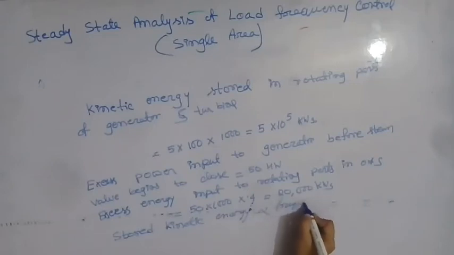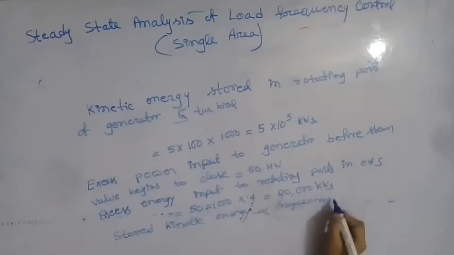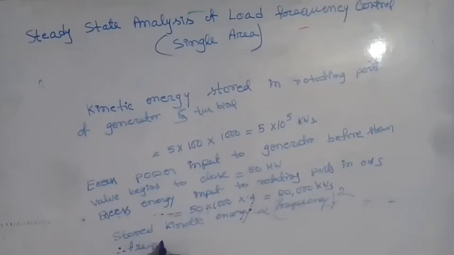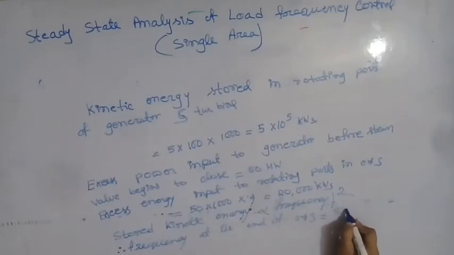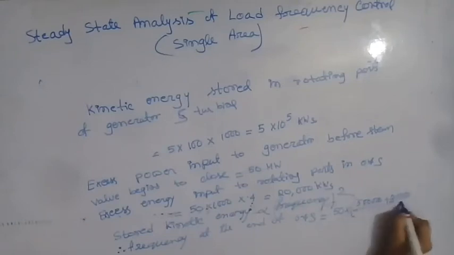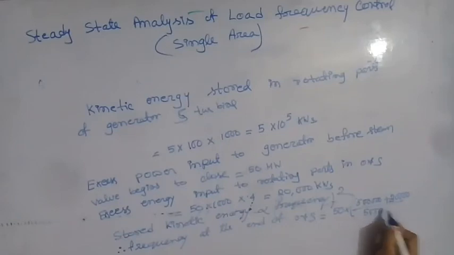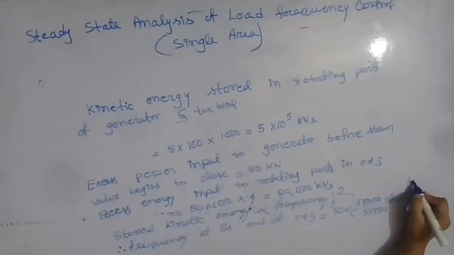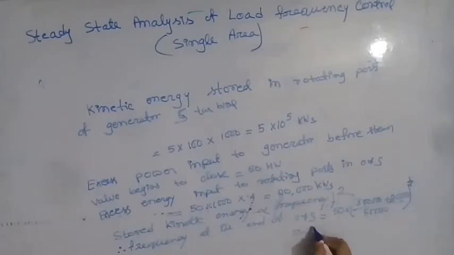Now stored kinetic energy is proportional to frequency square. So frequency at the end of 0.4 second is 50 into (5 lakhs plus 20,000 by 5 lakhs) whole to the power half, which is equal to 51 Hz.